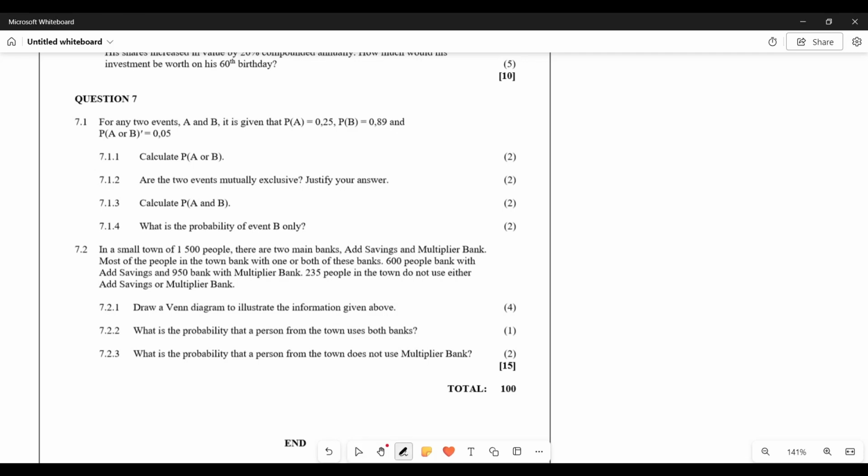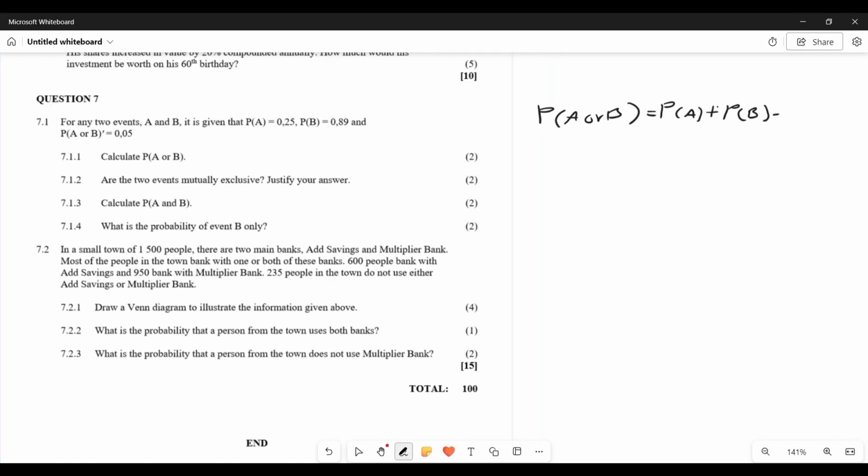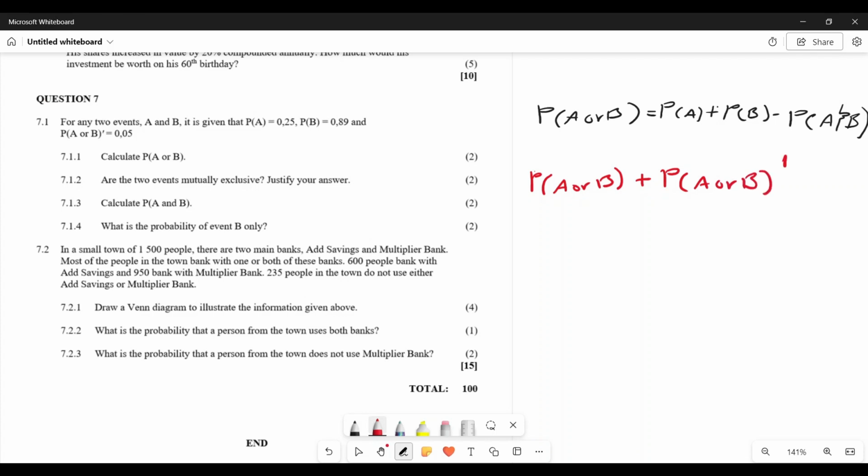Now remember your probability formula. The probability of A or B is equal to the probability of event A plus the probability of event B minus the probability of A and B. The other formula is that the probability of event A or B plus the probability of event A or B not happening should be equal to 1.